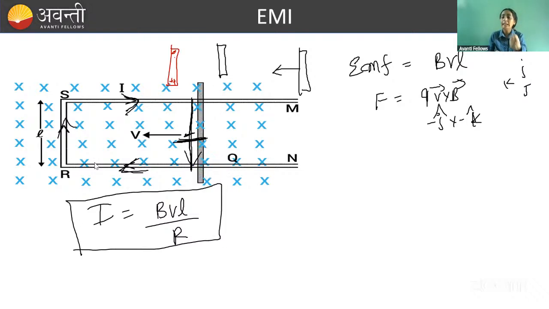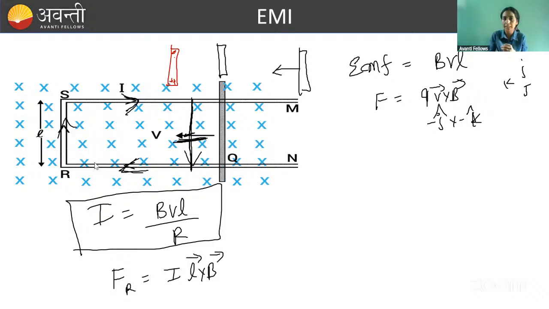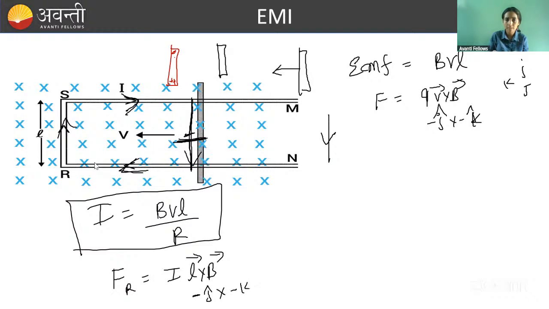Now the moment current arises in the circuit, what will happen? Now there is current flowing through the rod, and this is a current carrying rod in a magnetic field, so force will act on the rod. Force acting on the rod will be IL cross B. Now see what is the direction of this force. The current flowing in the rod is in the minus j cap direction. The magnetic field is in which direction? Minus k cap. So here minus j cap cross minus k cap.